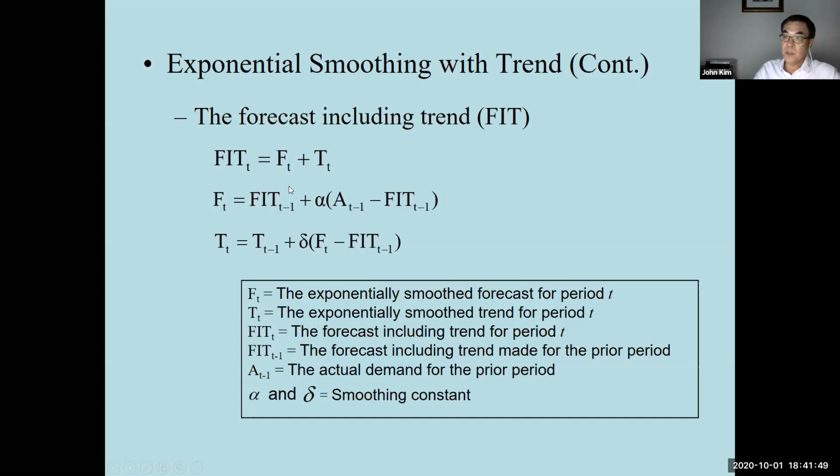So FT equals FIT one term earlier plus alpha times the actual demand one term earlier minus FIT one term earlier. After calculating this, the trend term TT equals the trend one term earlier plus delta times FT, the forecast for term T after this calculation, minus FIT one term earlier.